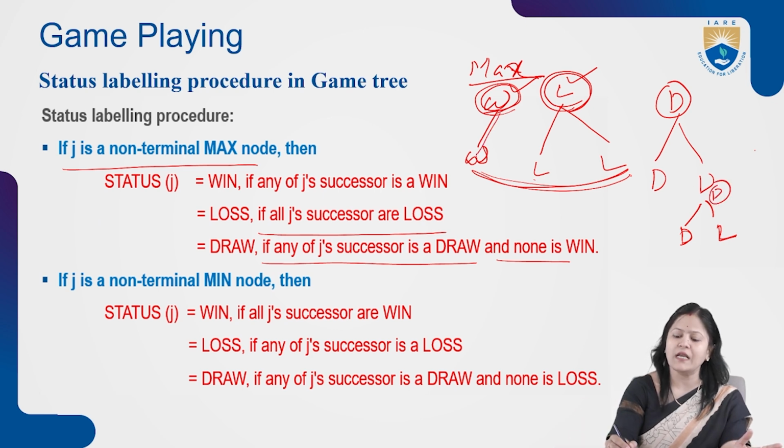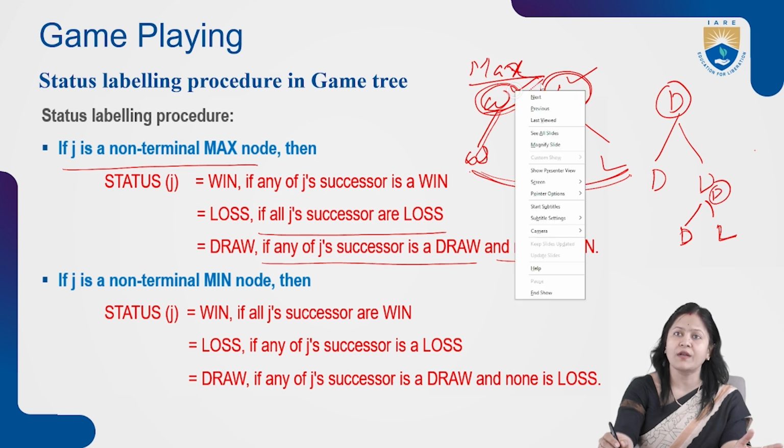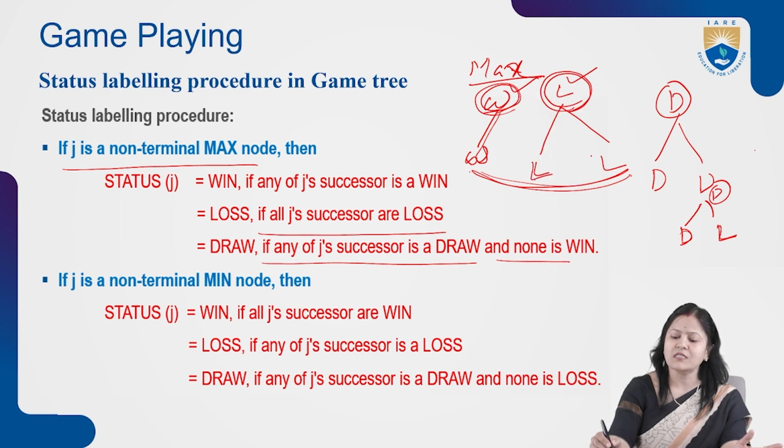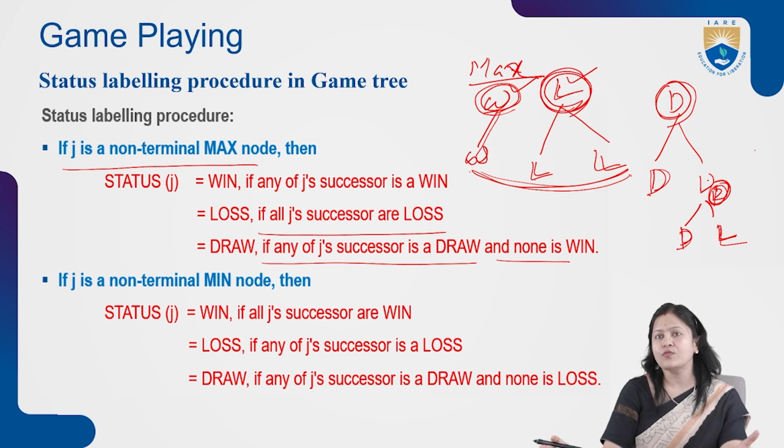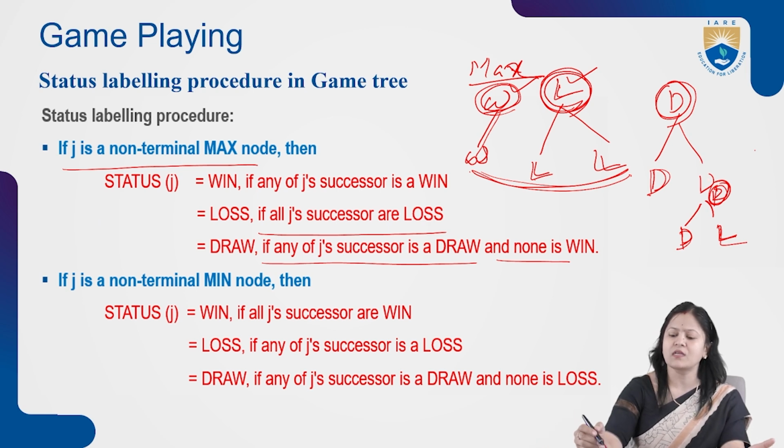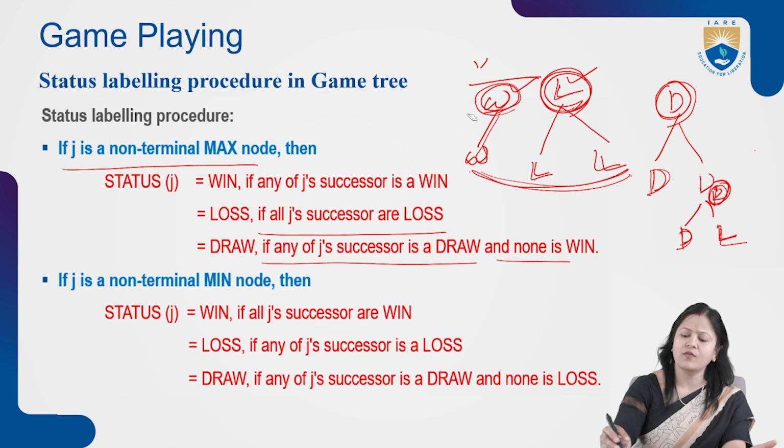If any one of the children is W, then the max non-leaf node can be written as W. If both the successors are L, then the max non-leaf node is represented as L. If any one of the successors is D but none is a win, that means both successors are D, then the max non-leaf node can be D. Or if one successor is D and the other is L, in that case also we can write D. So in all the cases, this is the way we can represent the max non-leaf nodes.